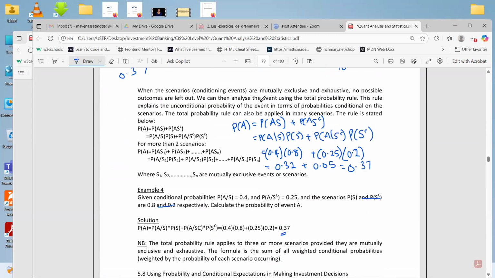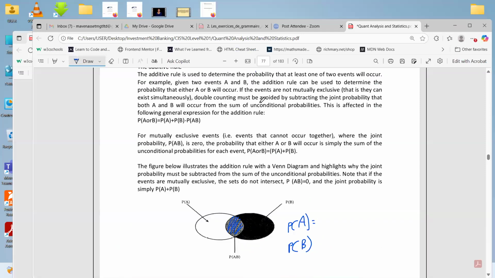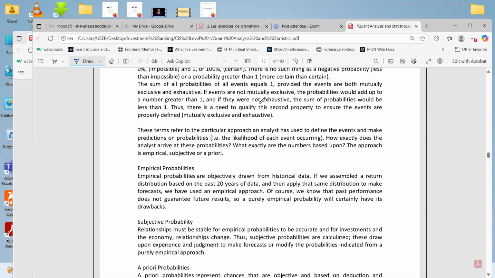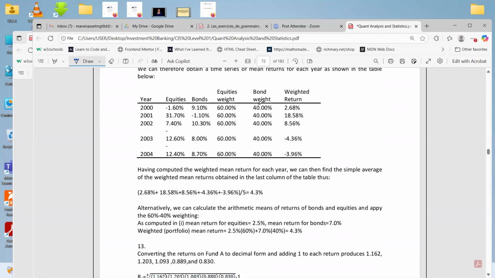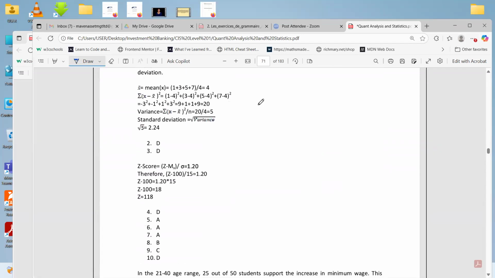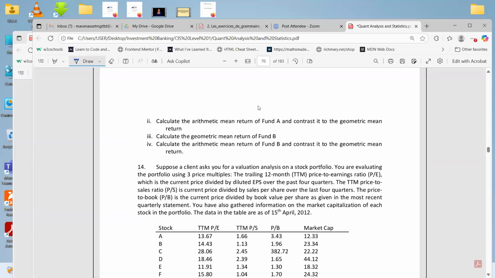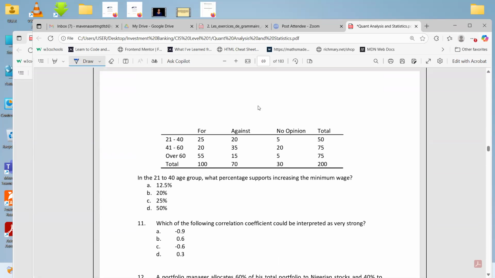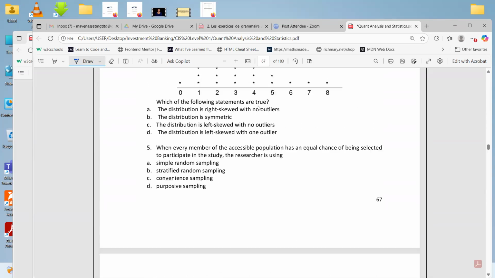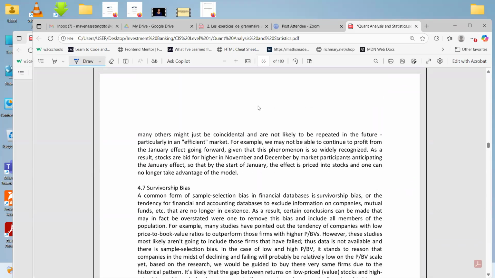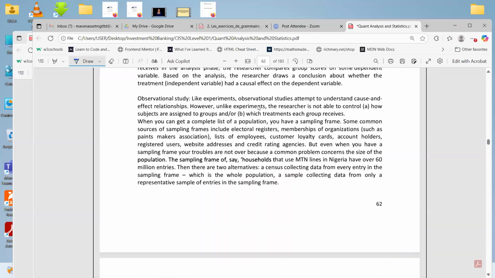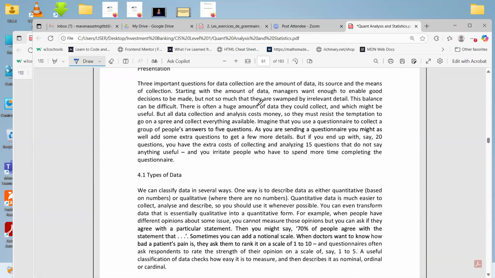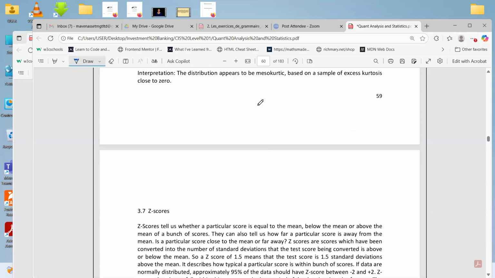Can I go back? So do you mean the summation of the X minus X bar raised to power 2? This is going to take me a while. Anyway, let me just see what I can do.